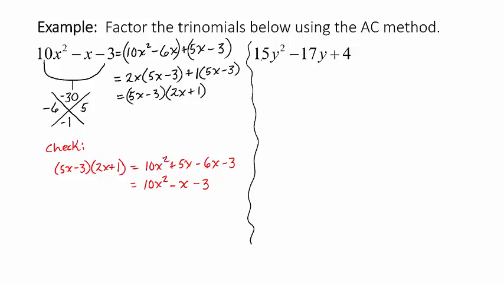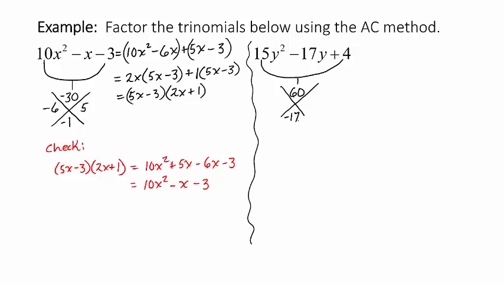Okay, so again, I have to multiply a and c together. 15 times 4 is 60, right? 15 times 2 is 30, and then we have to double that, so 60. We want two numbers whose product is 60 that sum to negative 17 when we add them together. Okay, so what do the signs of these numbers have to be?